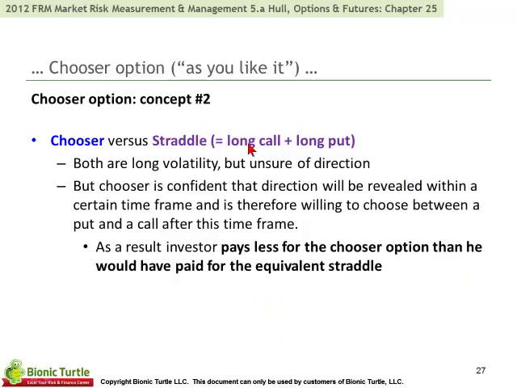And then the second concept about the chooser is that we can compare it to a straddle, not exactly the same. Recall a straddle is a combination of a long call plus a long put. I called that a combination, not an exotic, because a straddle just combines some standard call and put options. They're similar in the sense that both are long volatility, and they are both unsure of the direction. But the chooser is more confident that the direction will be revealed within a certain time frame and is willing to commit to when that decision will be made. As a result, the investor should pay less for the chooser. Both are long volatility and both are not making a directional bet. So notice this is a case of non-directional bet, but the chooser is going to commit to a time frame and pay less.